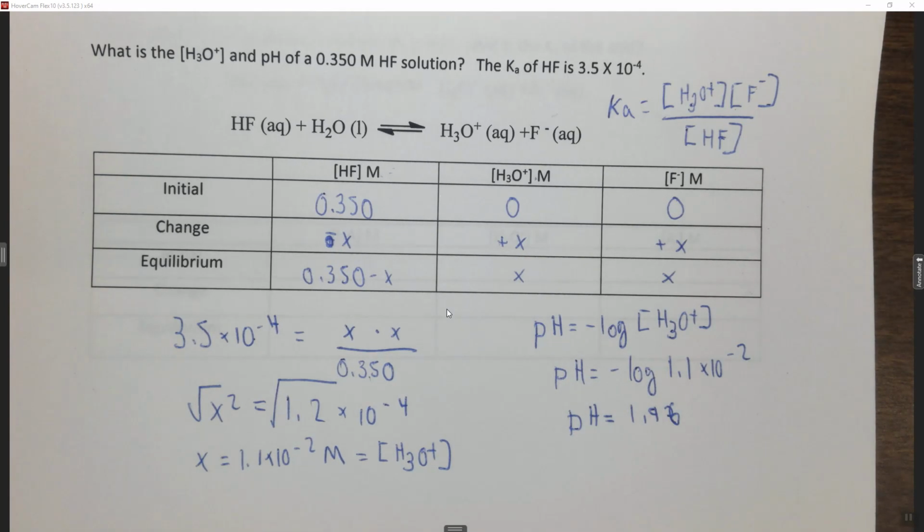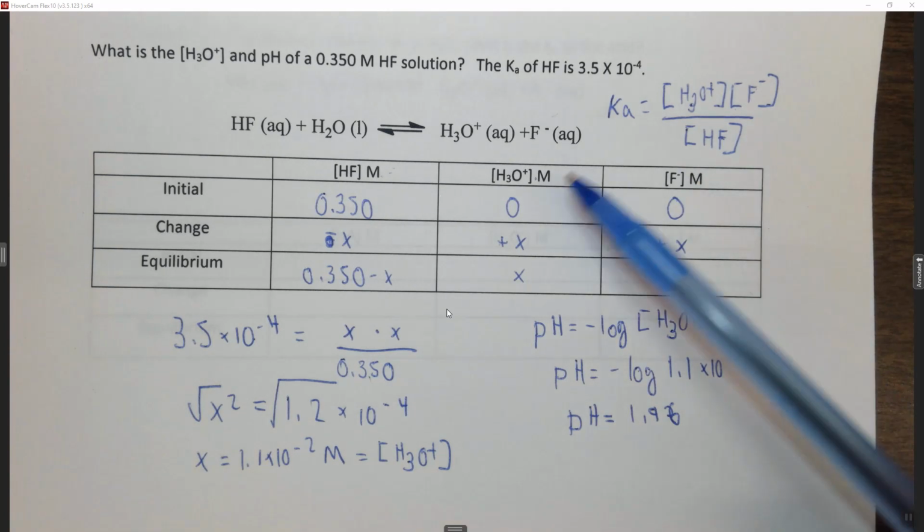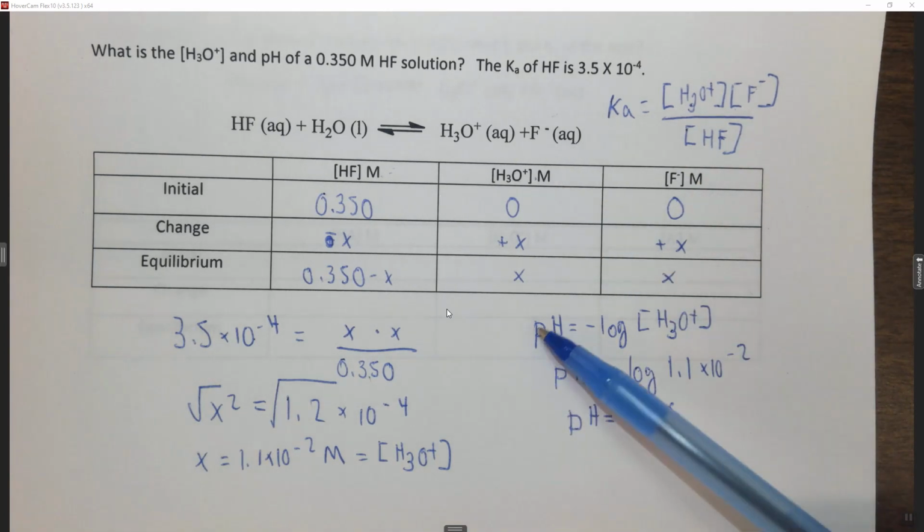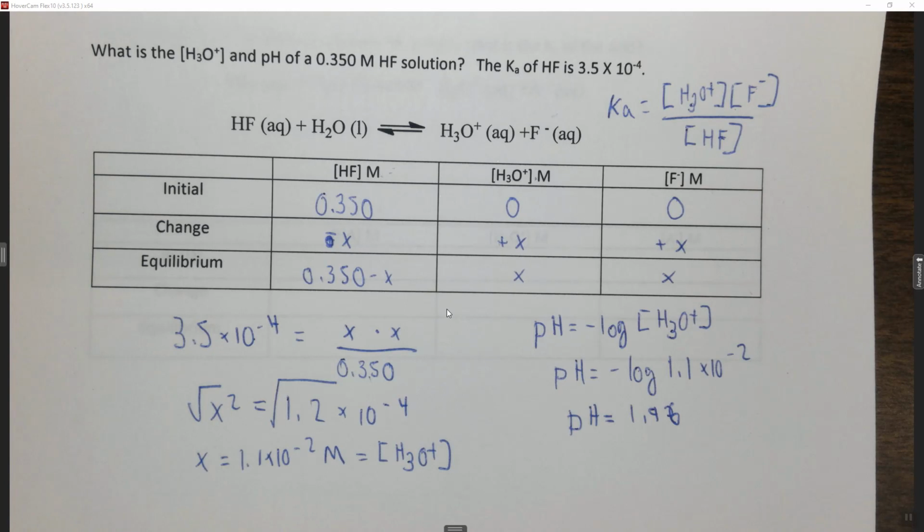But in all these examples, you're able to ignore the X and you don't have to use the quadratic equation. Again, the only difference between this question and the previous chapter is you have to go ahead and take your X, which is your concentration of H3O+, and plug it into pH equals the negative log of the concentration of H3O+.